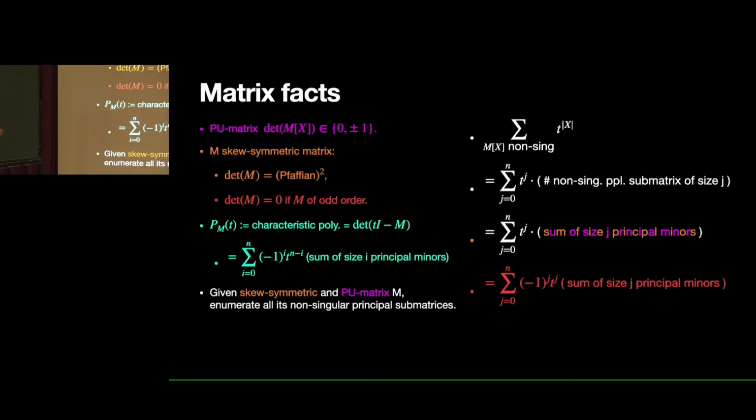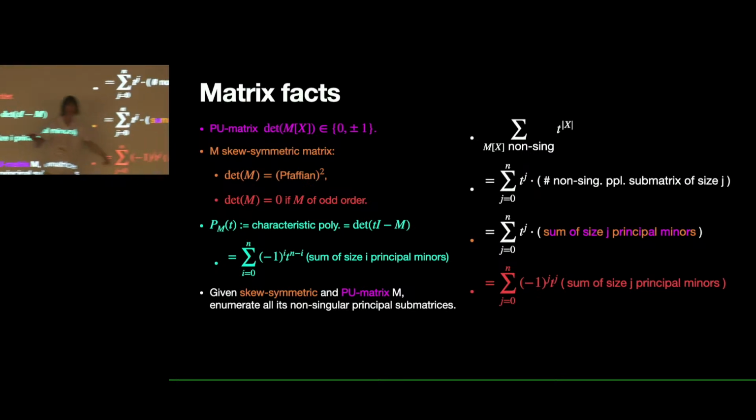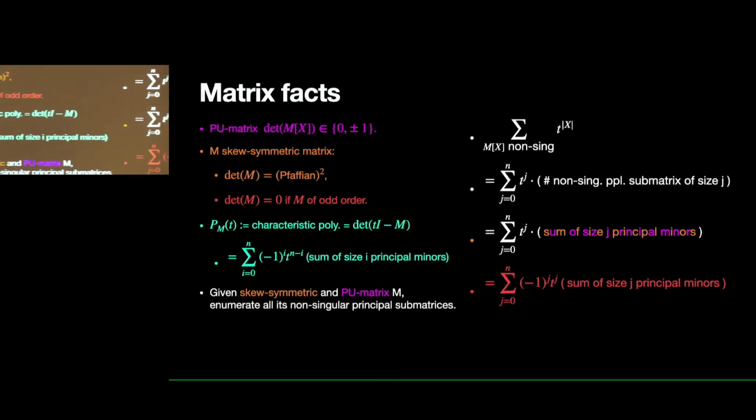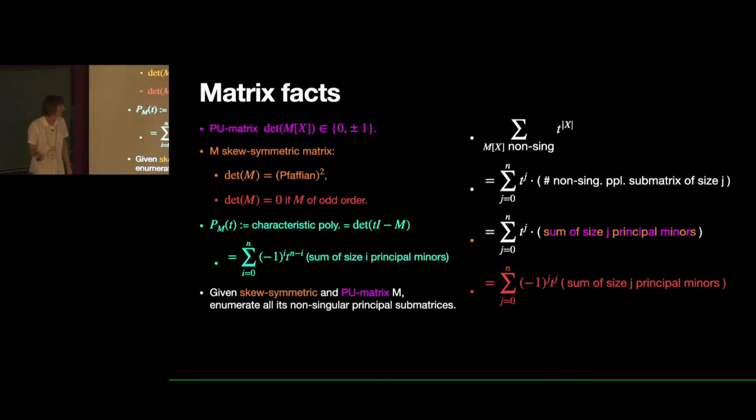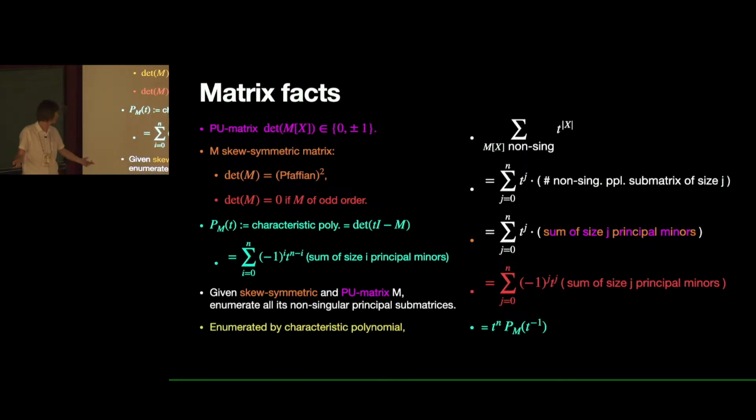Next, I can use this dark orange fact here to replace my t^j with an alternating sum, because I'm never going to get a minus 1 to an odd power. And then, that's just this expression here with a little bit of normalization. So what I've shown here is that these non-singular principal submatrices are enumerated by the characteristic polynomial.